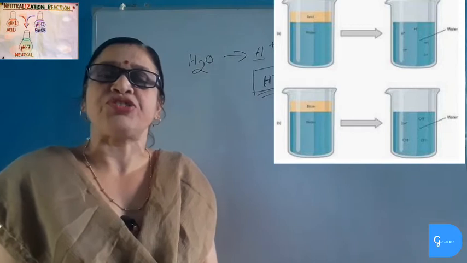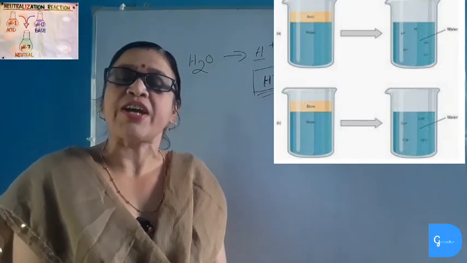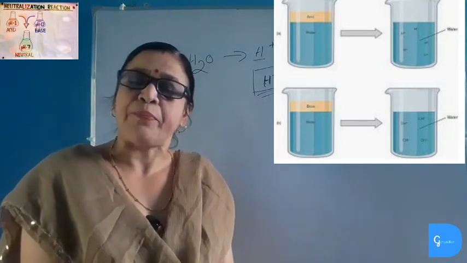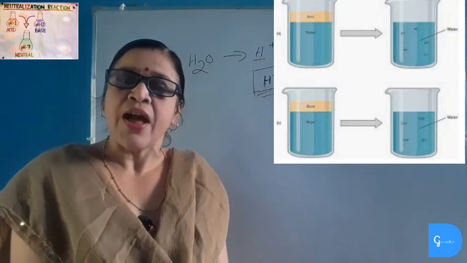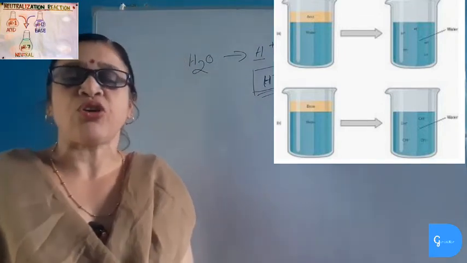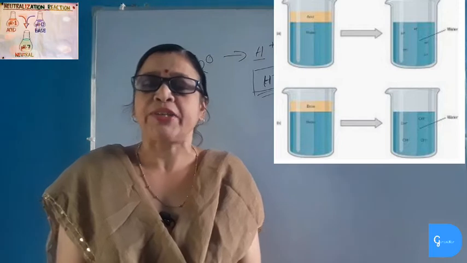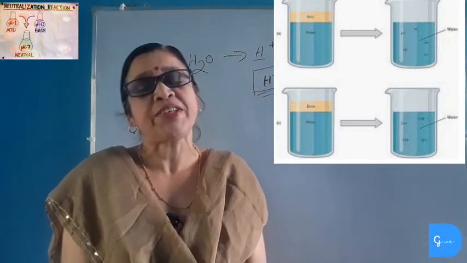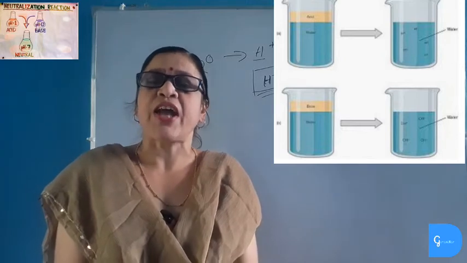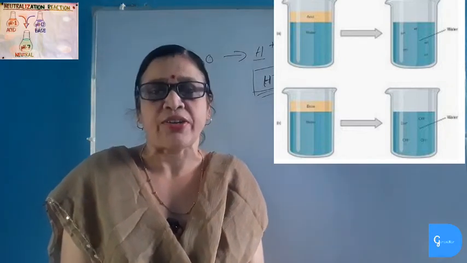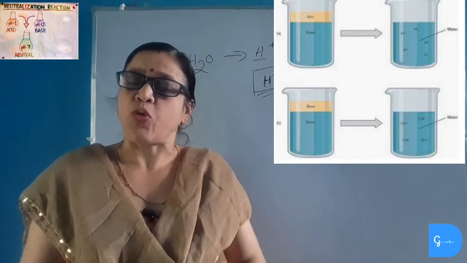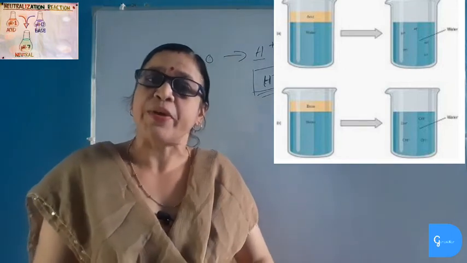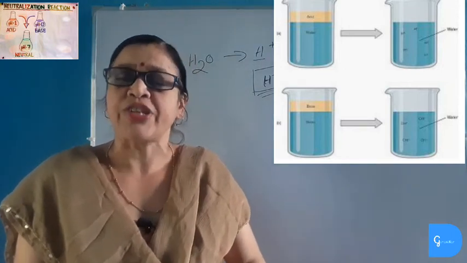Similarly, in basic solution, the concentration of hydroxide ion increases as compared to the concentration of hydrogen ion. But in basic solution also there is hydrogen ion, but the concentration of hydrogen ion is less than hydroxide ion in basic solution. The hydrogen ion comes from ionization of water. So we can say that both the acidic solution as well as the basic solution contains hydrogen ion.